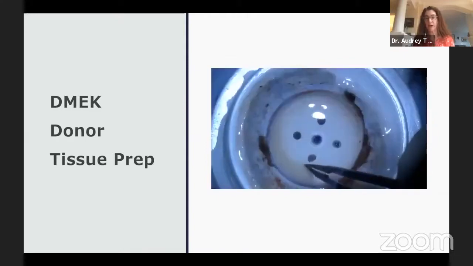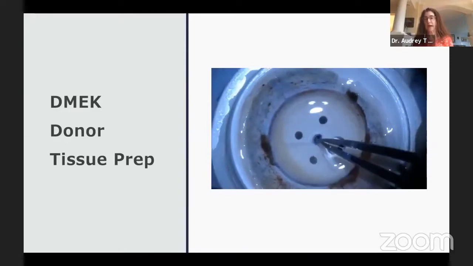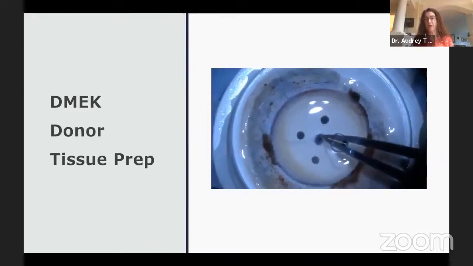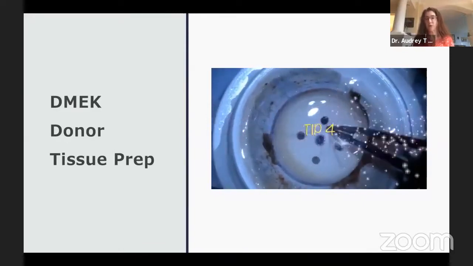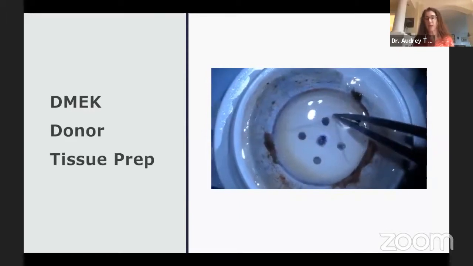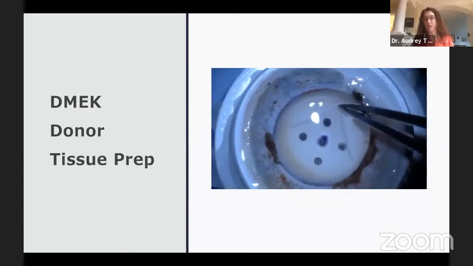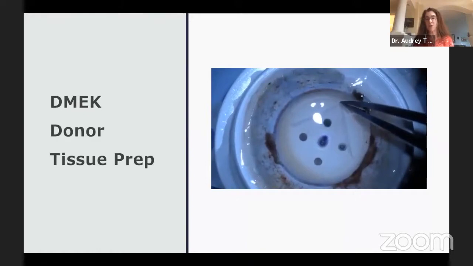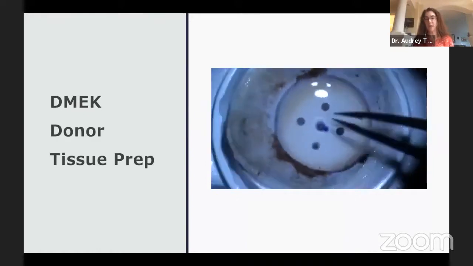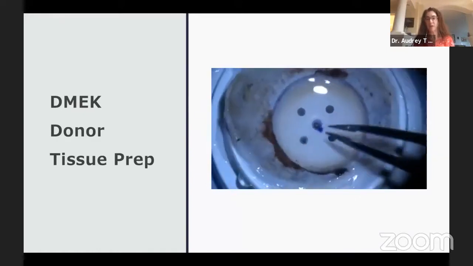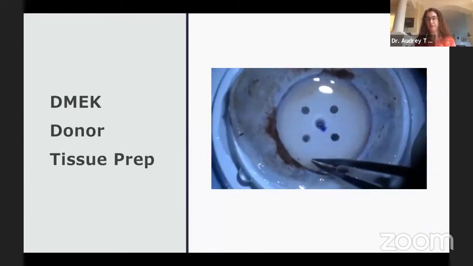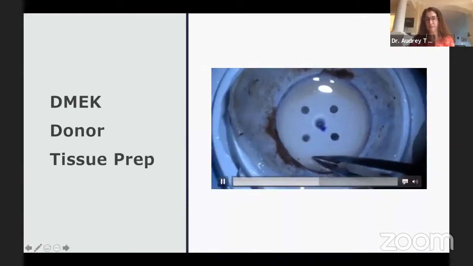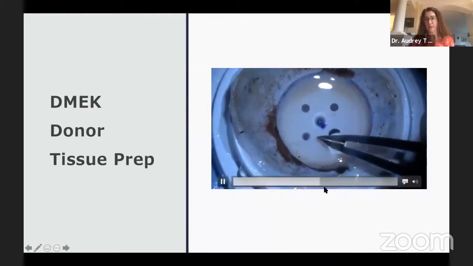What you want to do after this is go about halfway or so, just enough to be able to then create a little window. And so the goal here is to use then a 3 millimeter trephine, which we'll see in just a moment. Again, lifting.